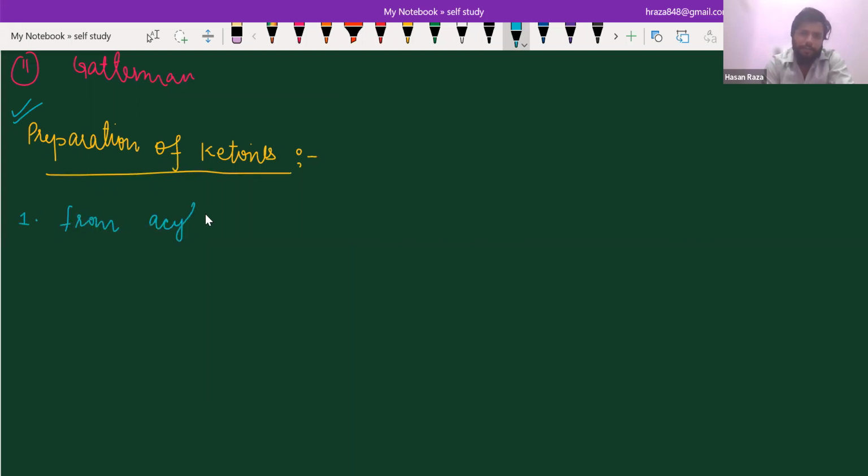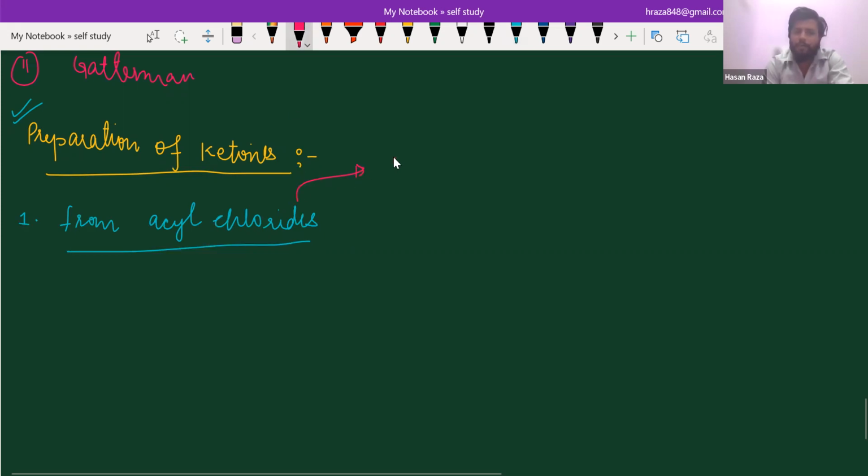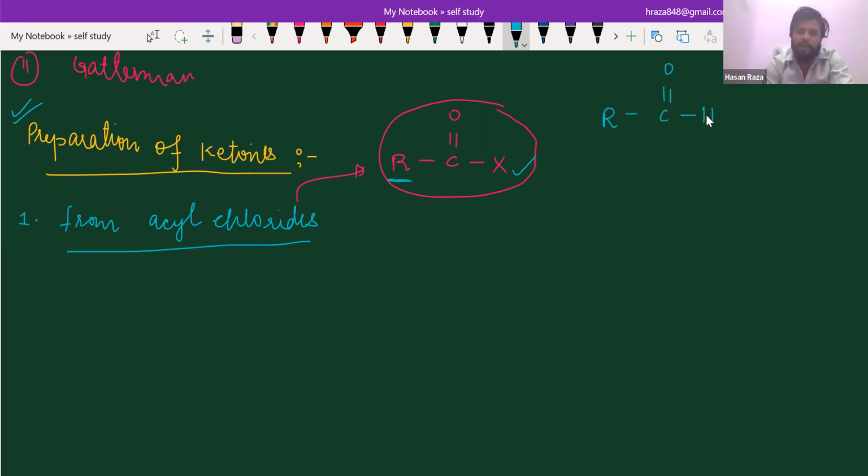So let's start the preparation of ketones, and we are going to prepare this ketone from acyl chlorides. Acyl chloride is a functional group, and the general formula for acyl chloride is RC double bond OX. Here R is an alkyl group. If you want aldehyde, it will be the same, but here it is H. So please try to recognize which functional group is present in any compound. We are going to prepare the ketone from acyl chloride.